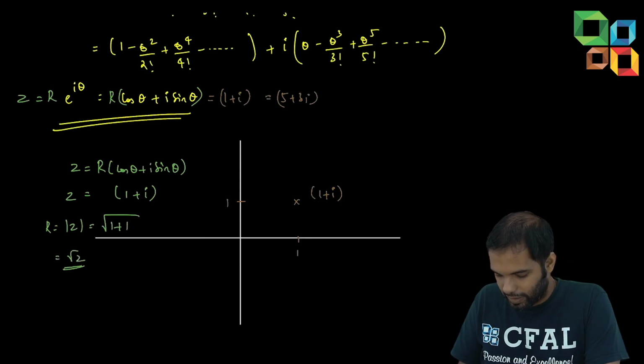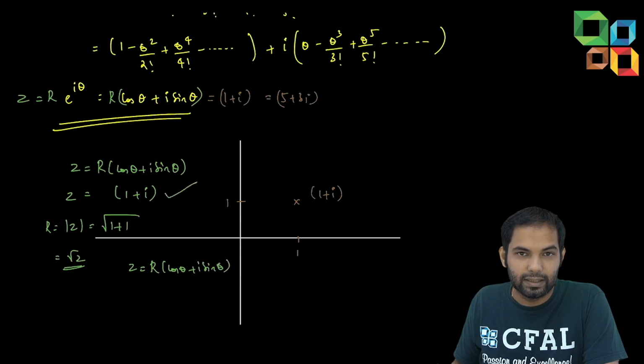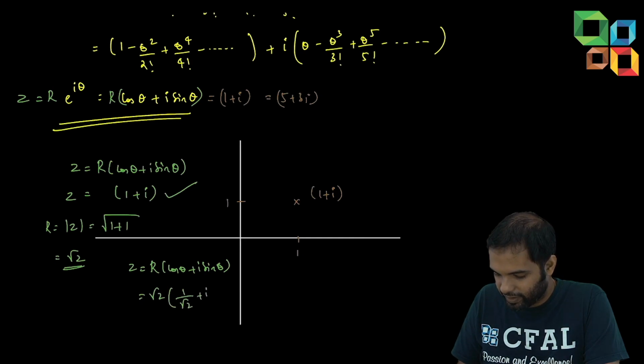Great. So I want to write my z as r times cos theta plus i sin theta. Now you can see that in z, we didn't have that root 2. I'll simply multiply by root 2 and divide by root 2. We'll understand why we are doing it.